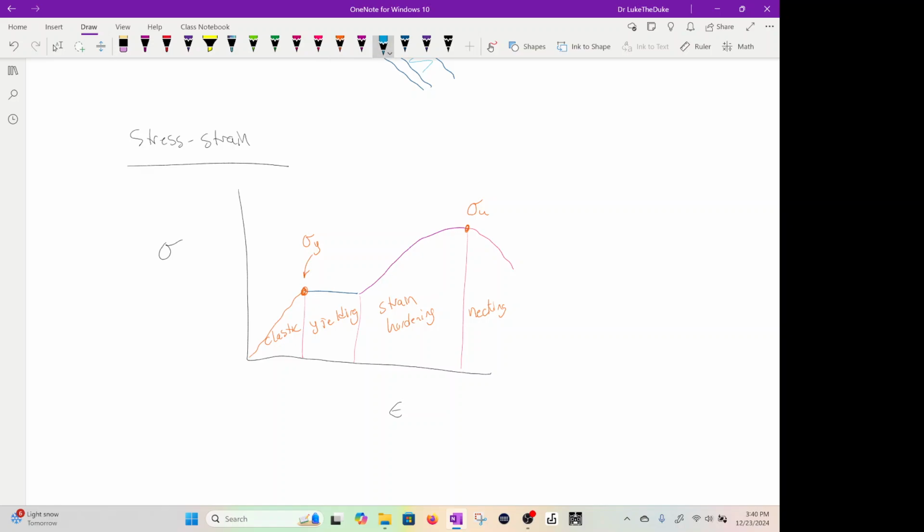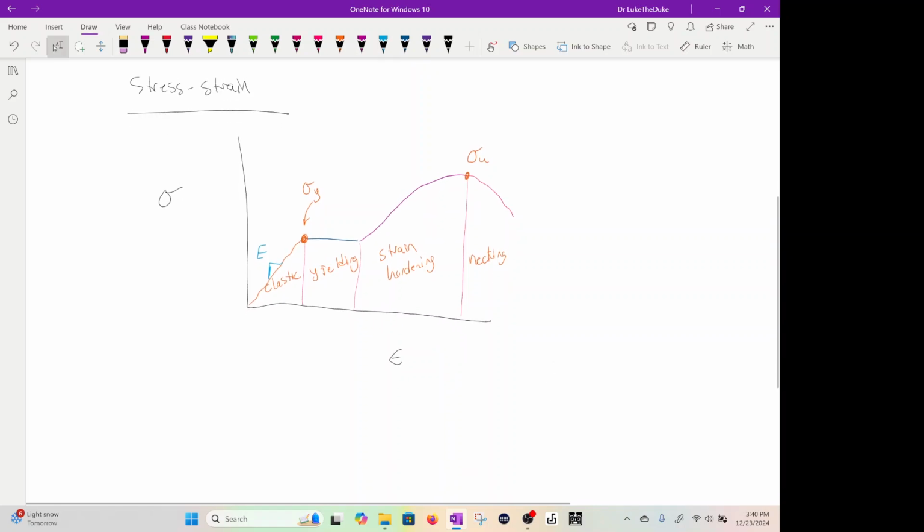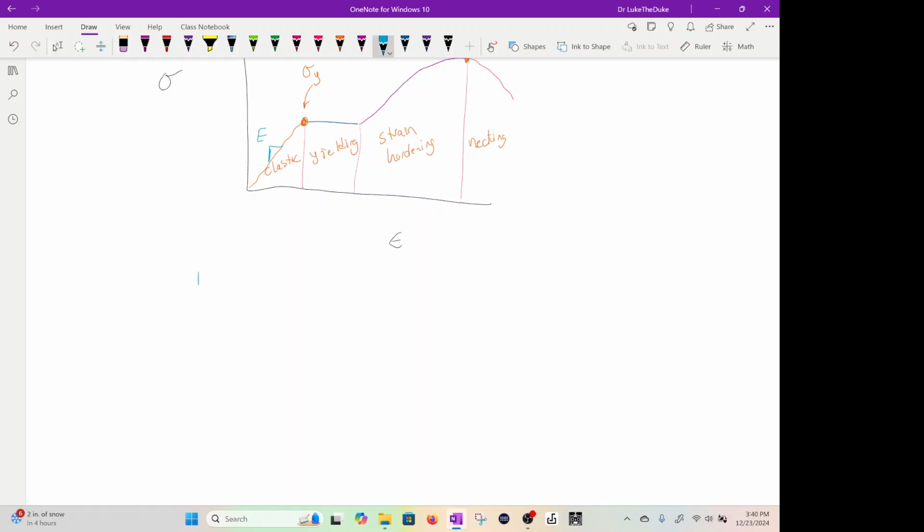And if you remember, the slope down here in the elastic region is E, your modulus of elasticity. So sigma is stress, and then you have strain down here on your x-axis. Now in that elastic region, there's a famous equation, Hooke's law, which is sigma equals E times epsilon, your modulus of elasticity times your strain.